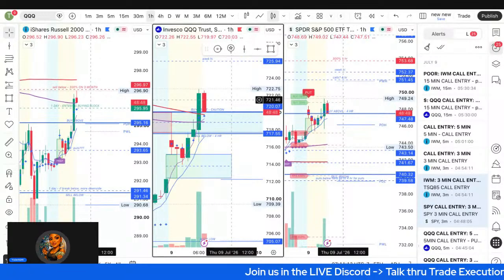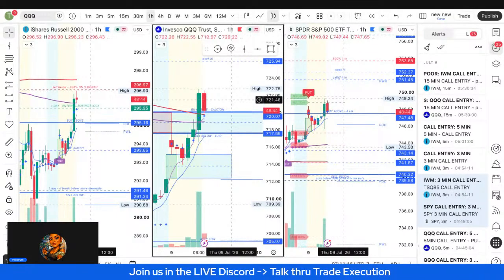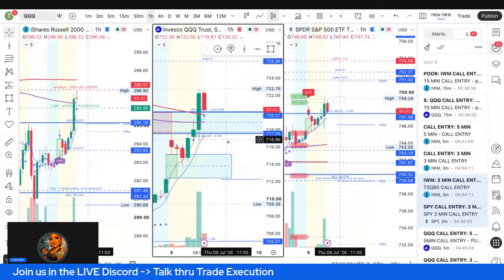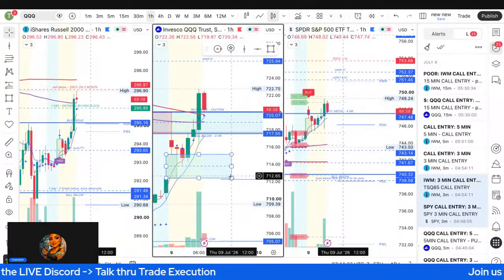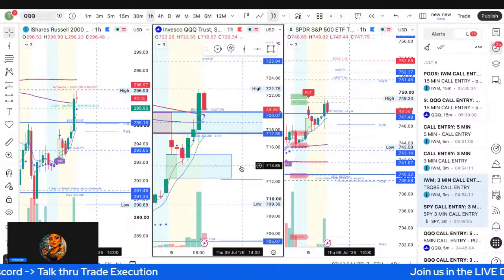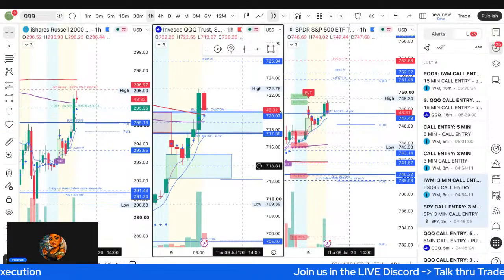Oh, there's very low volume though on puts on QQQ. Very low volume on puts. So just be careful. That's usually like a clue that you don't want to be in that put.